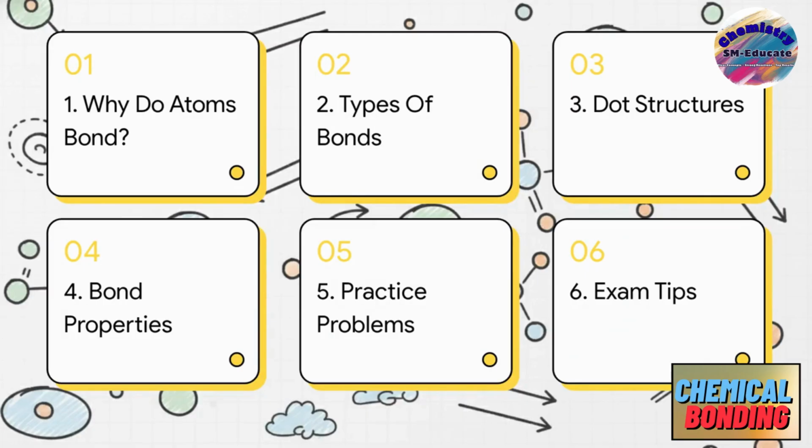All right, here's our class syllabus for today. We'll be covering 1. Why do atoms bond? 2. Types of chemical bonds. 3. Drawing electron dot structures. 4. Bond properties and uses. 5. Board exam practice problems. And finally, 6. Exam tips and mistakes. Let's get right into it.